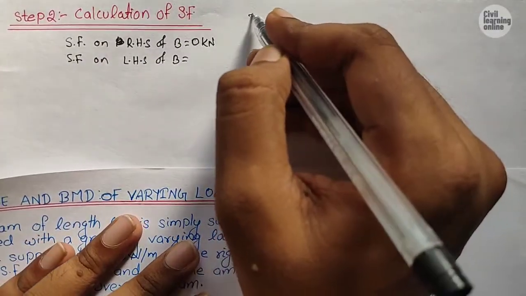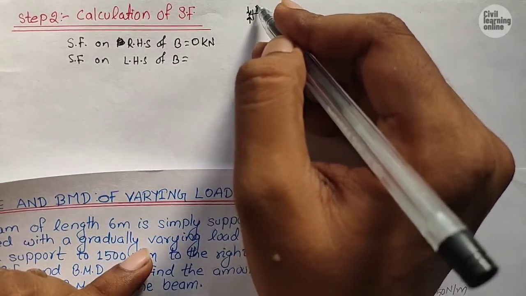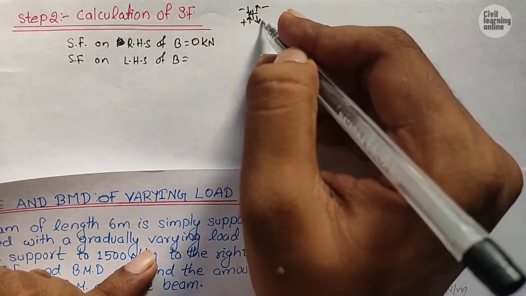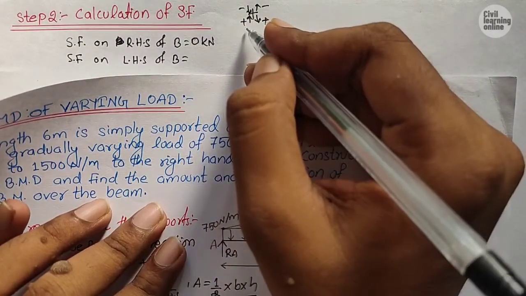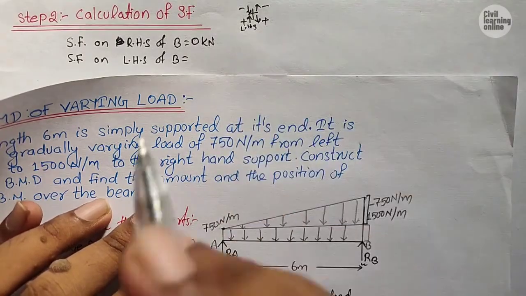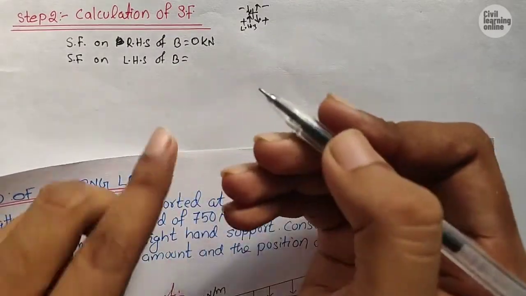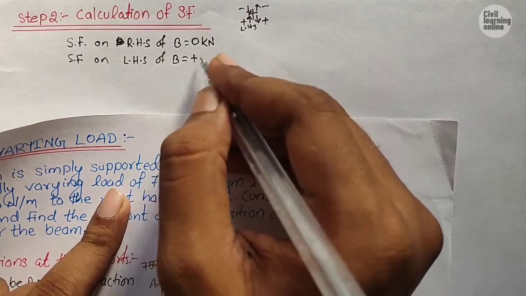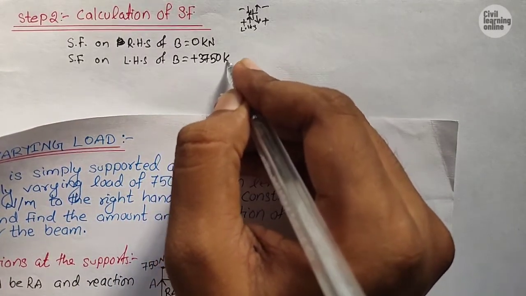Using the sign convention for the shear force, that is minus minus plus plus. So guys, if I consider the sign convention of the left hand side, upward force positive and downward force negative, then our shear force on B will be equal to plus 3750 kilonewton.